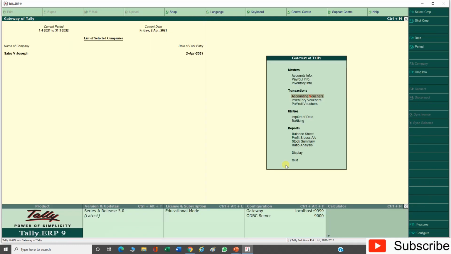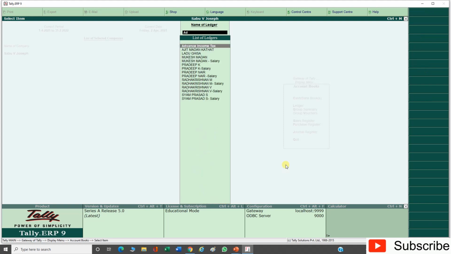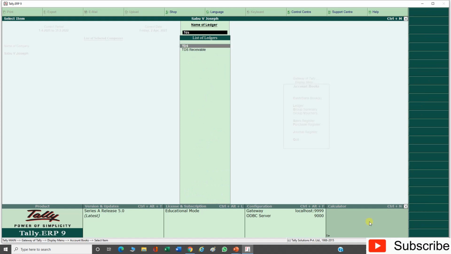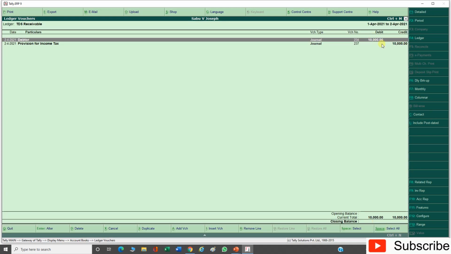Now go to the ledger of these both, advance income tax. See, now the advance income tax is showing a debit of the payment and now it is transferred to the provision for income tax. Here the account is showing nil balance. That advance income tax is set off against the provision for income tax. Go to the TDS receivable account. That is also showing debit and credit entries. Now the closing balance is showing 0. It is also set off against the provision for income tax.